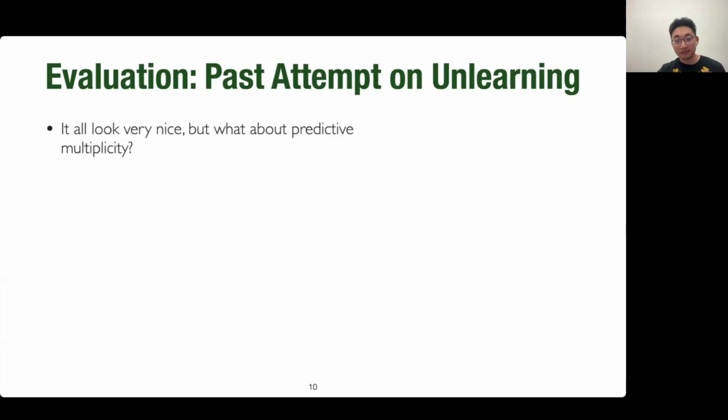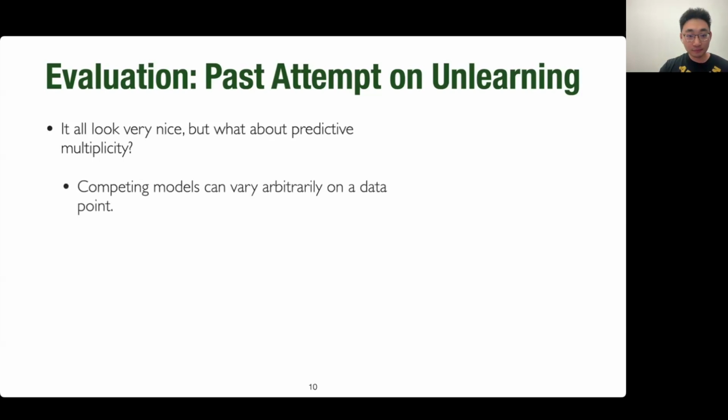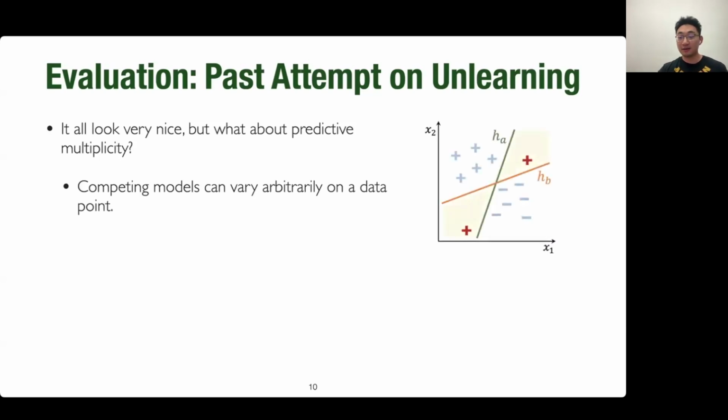So, okay, maybe that's all we need, right? But then there is this notion of predictive multiplicity, which essentially says, if I give you two competing models that have very good performance, so two models have very similar performance on the test set, they can still vary arbitrarily on any given data point. Here's a figure, right? You're trying to classify the plus sign from the minus sign. If I draw you two lines, HA and HB, they both have perfect accuracy, but they will actually have opposite predictions for these two symbols. This is coined as predictive multiplicity.